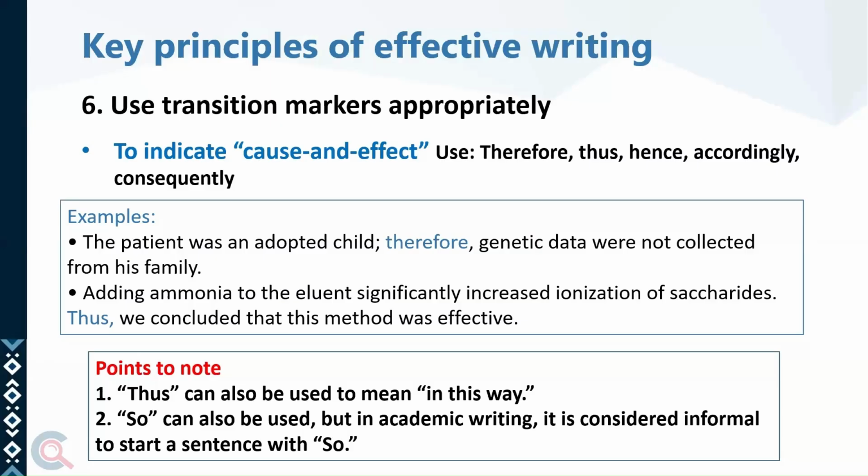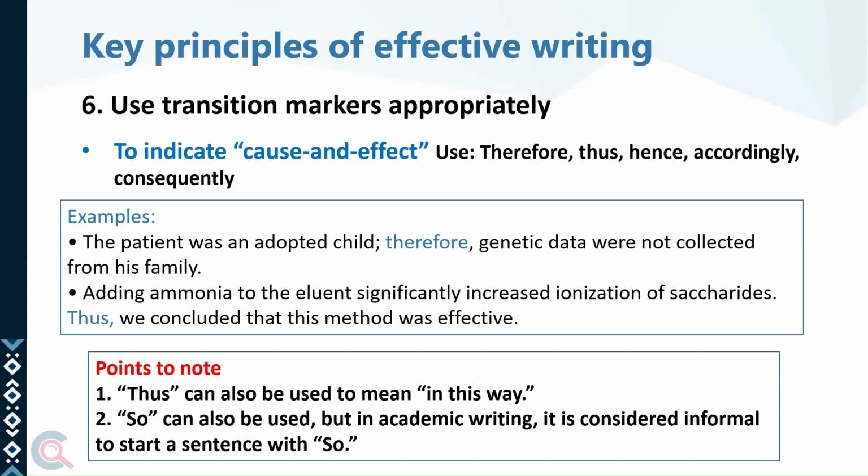For example, the patient was an adopted child. Therefore, the genetic data were not collected from his family. So this is a cause and effect. The second one is a consequence of the previous sentence. So therefore goes in this case.